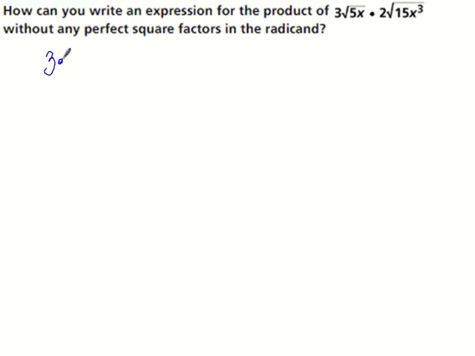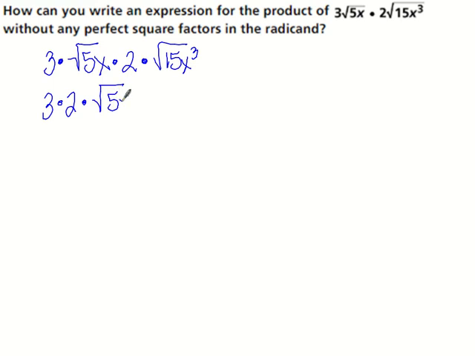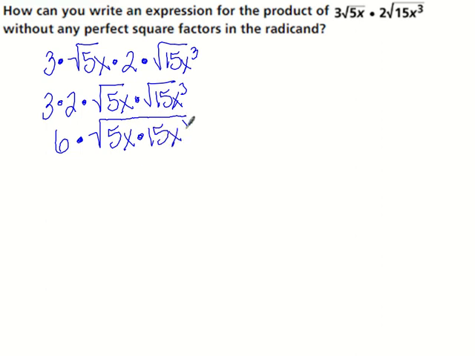So here, I'll show you. I'm going to go 3 times the square root of 5x times 2 times the square root of 15x to the third. I'm going to use the commutative property of multiplication. 3 times 2 times the square root of 5x times the square root of 15x to the third. Now, we can just multiply these together. I get 6 times, and I'm going to use my product of square roots property in a sense backwards and put these into one radical, 5x times 15x to the third.